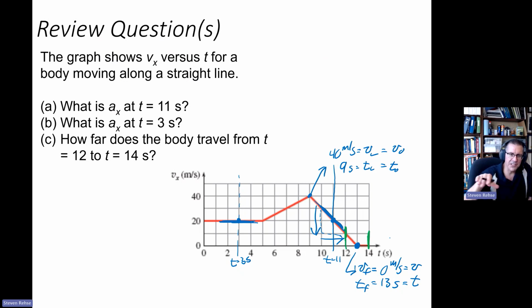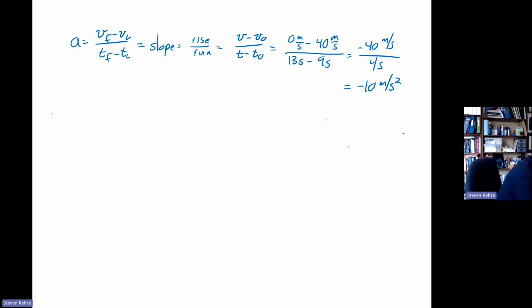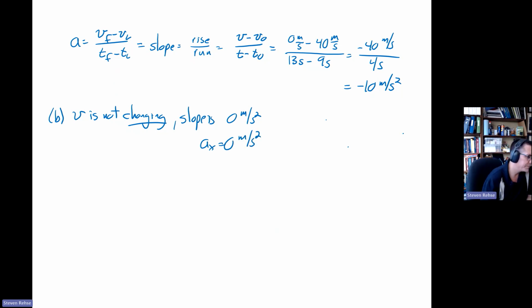You see that the velocity curve is not changing. That tells you the acceleration has to be 0. So that's going to be the answer to part B. I would say V is not changing. Slope is 0 meters per second squared. So AX equals 0 meters per second squared.